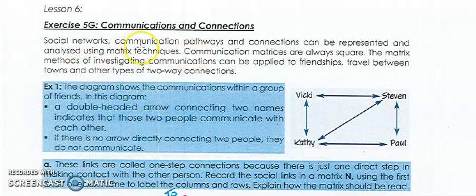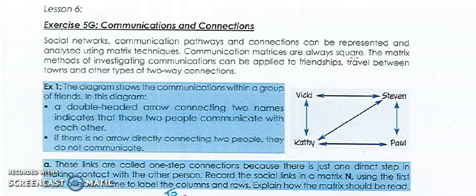Social networks, communication pathways, and connections can be represented and analyzed using the previous matrix techniques that we've learned. Communication matrices are always squares. It's a very important fact to remember. Communication matrices are always squares. So, in other words, the order of communication matrices are always going to be a 2 by 2, 3 by 3, 4 by 4, 5 by 5, etc.